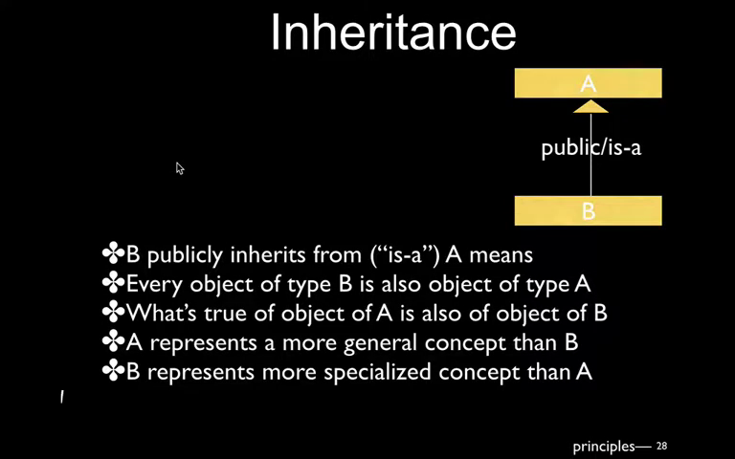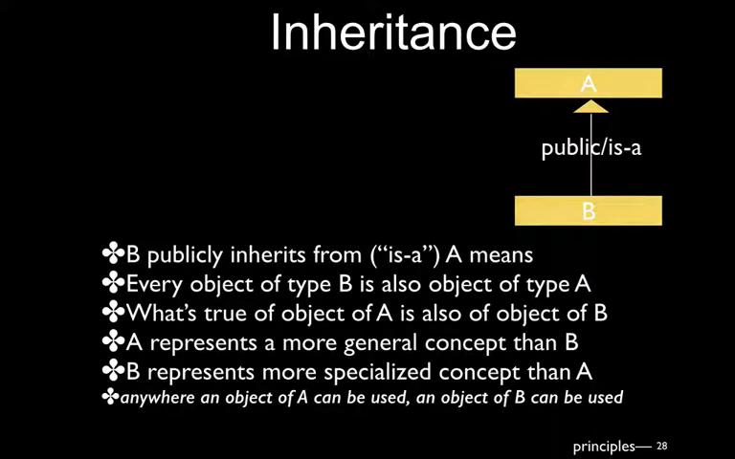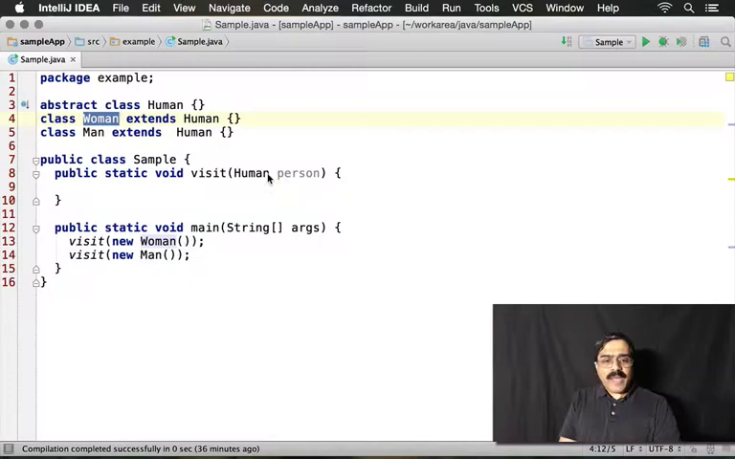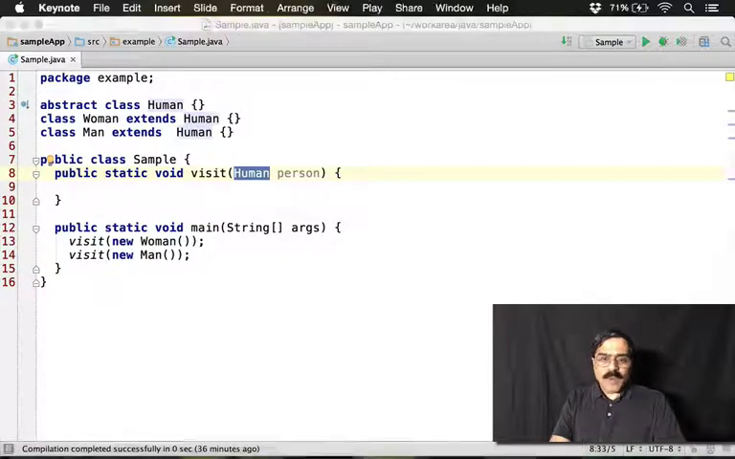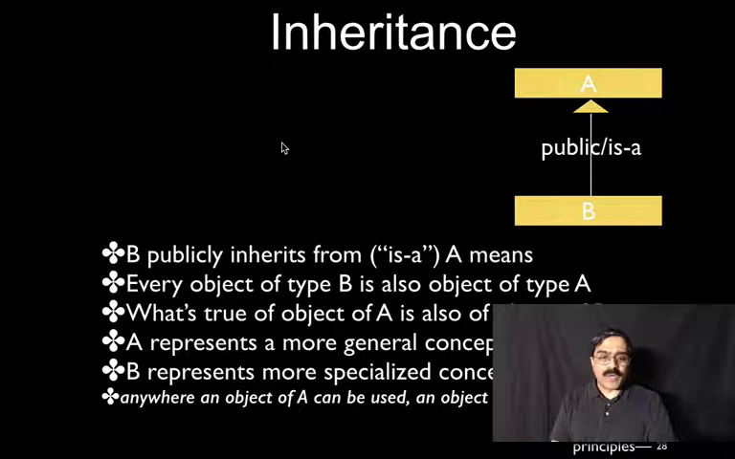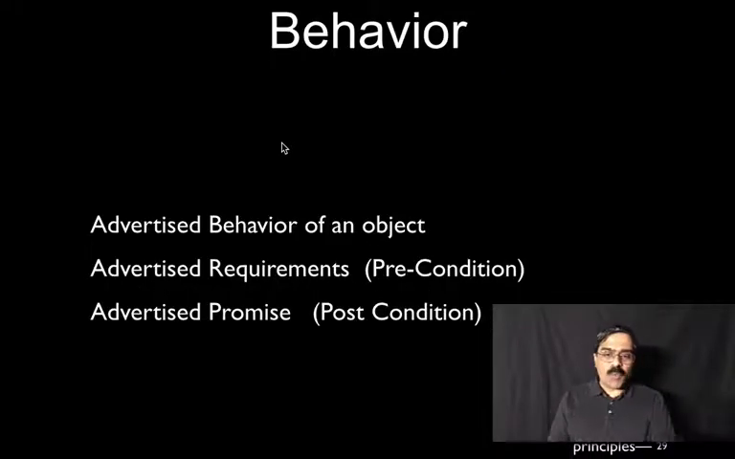but not necessarily the other way around. But where it gets very tricky is anywhere an object of A can be used, an object of B can also be used. And so as a result, in this particular example, if we say humans are welcome for this visit, then any object of man or woman can be sent without any particular object being rejected, and that is essentially what this is all about. But how do we make sure this actually works?